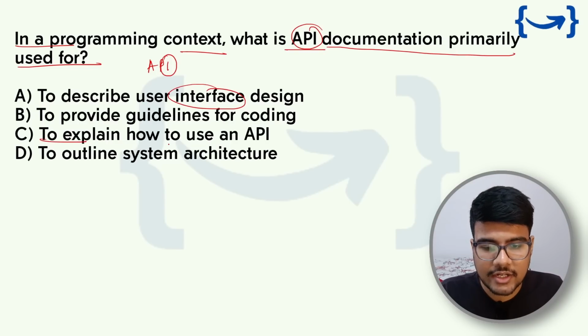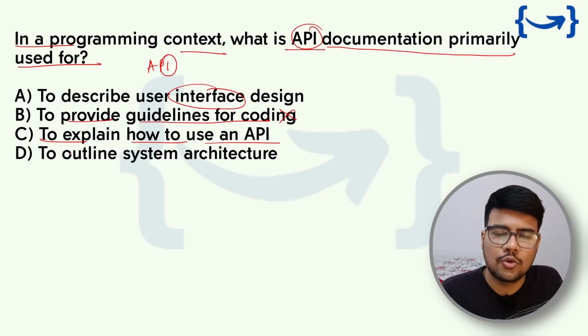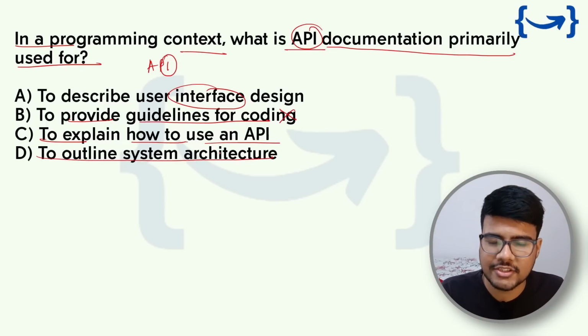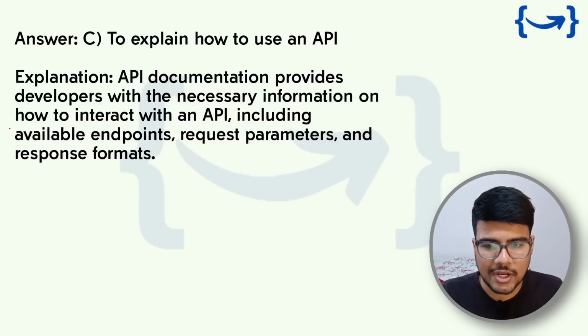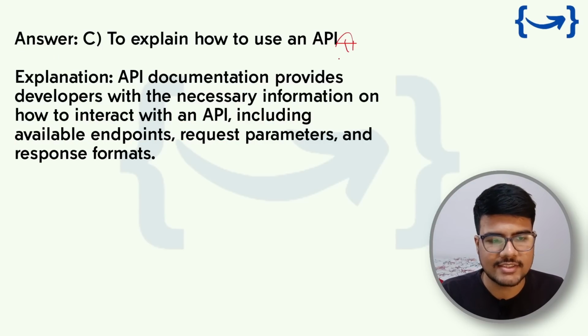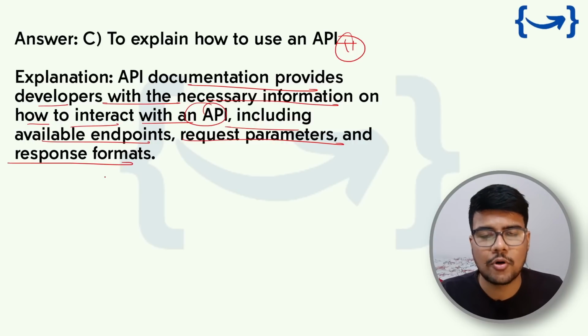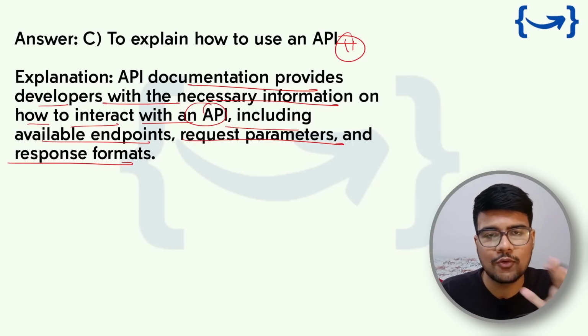To explain how to use an API makes sense. To provide guidelines for coding, no, it doesn't make sense, because the guideline of coding is just syntax that you need to follow and put your proper logic. To outline the system architecture, no, it's about system design. So yes, the correct option is C, and +1 mark if you marked this question right. API documentation provides developers with the necessary information on how to interact with an API, including available endpoints, request parameters, and response formats. If you have done this type of web development work, you might know how an API works.